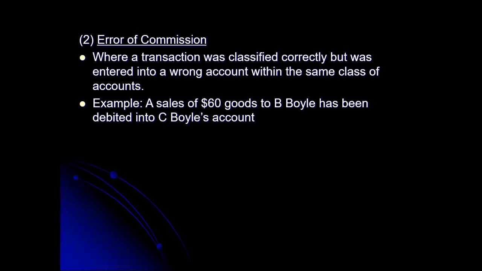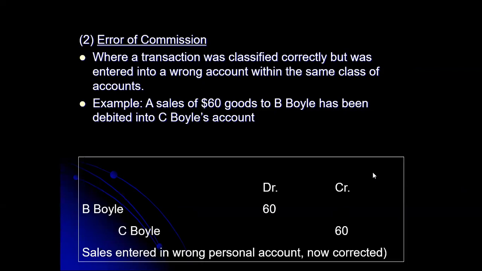Here, for example, a sale of $60 goods to B. Boyle has been debited into C. Boyle's account. B. Boyle and C. Boyle are two different individuals. The correct person that we should have debited the $60 to is B. Boyle, but instead we debited C. Boyle. So the correction has to be made between C. Boyle and B. Boyle. Hence, we need to remove the amount from C. Boyle. So we need to credit C. Boyle $60 and debit B. Boyle $60.